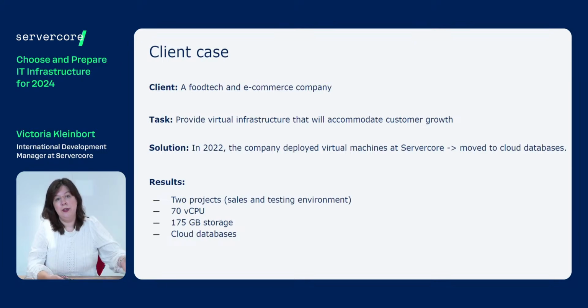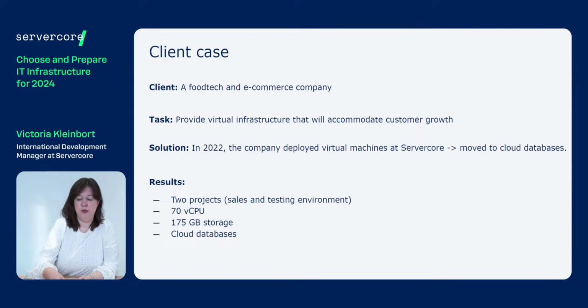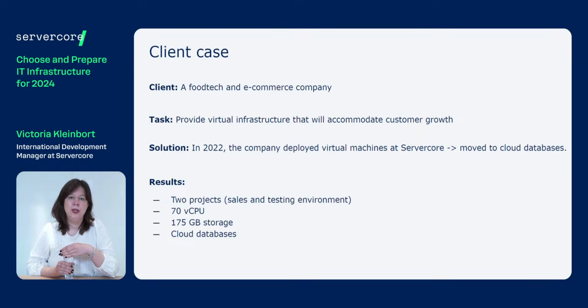And after that, they even moved to the cloud databases service because they didn't want to administrate anything on their own. So as a result, by the end of this project, they already had 2 working projects, for the production environment and for the testing environment, both in the cloud. They had 70 central processors, 175 GB of storage, and the cloud databases service. So this was one example of a successful move to the cloud from on-prem when it no longer answered the requirements of this business. And cases like that are happening very often now because different projects require different scale and infrastructure.